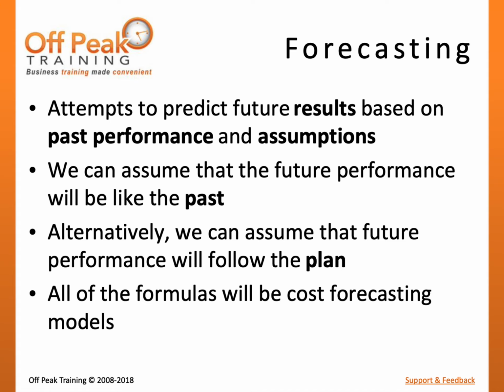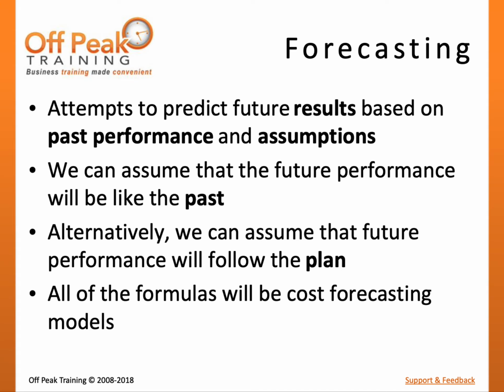and some general assumptions. There are two general assumptions we can choose from when forecasting. Usually, we will forecast future results based on past performance. For example, if we are halfway done with the project work and have overspent the budget by $50,000, we may assume that we will also overspend the budget by $50,000 in the second half of the work, for a forecasted overrun of $100,000.